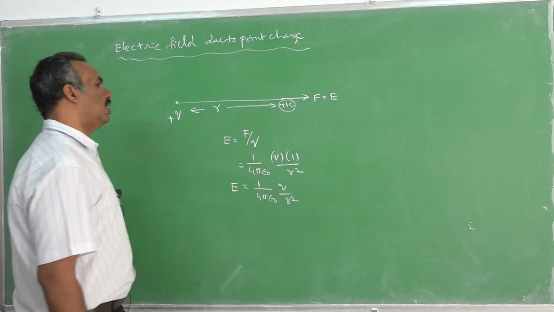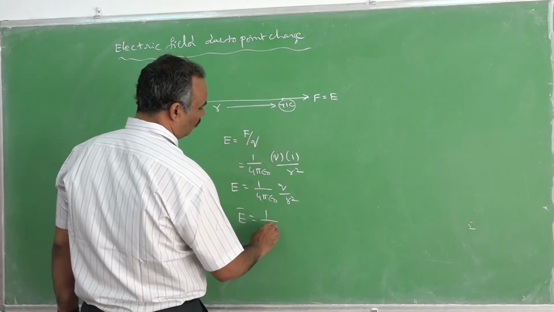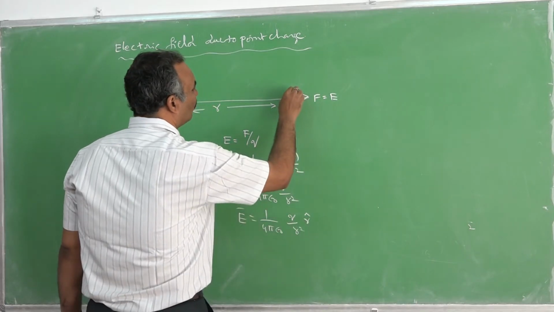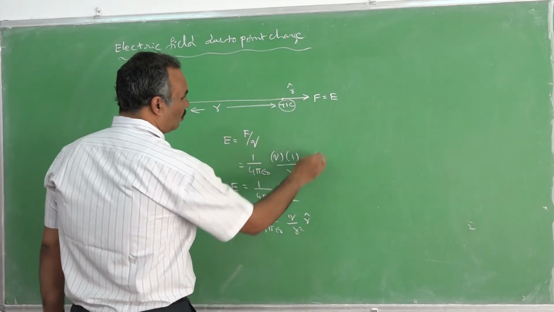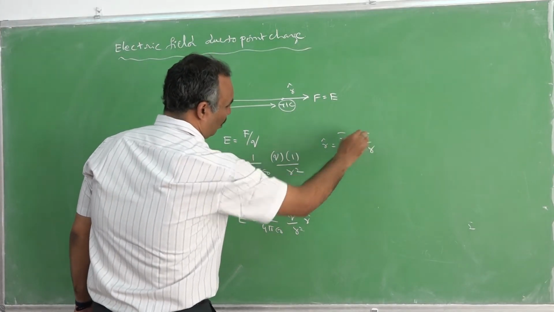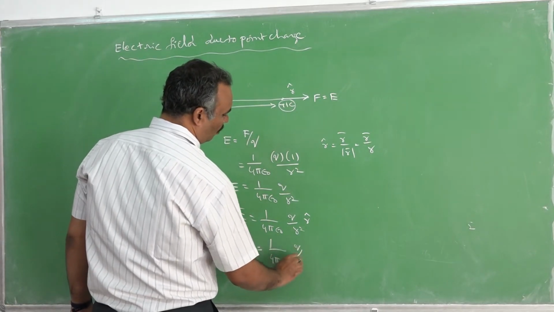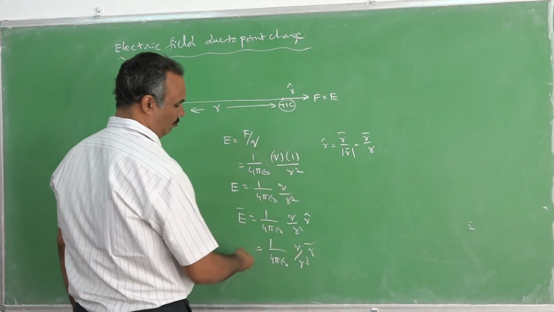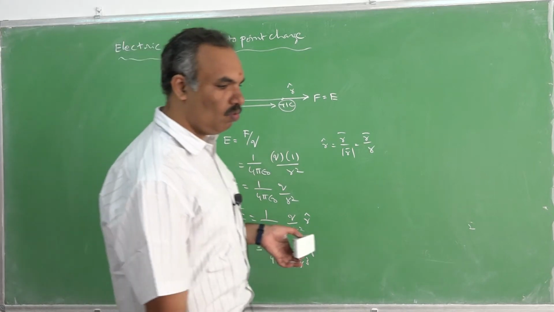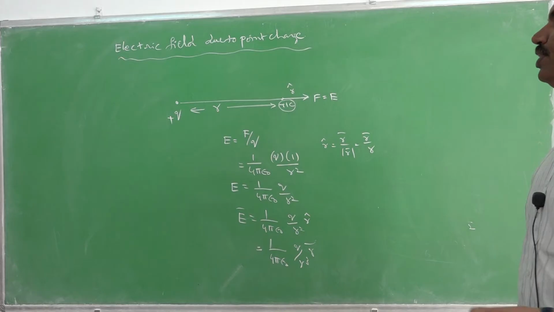And if you want magnitude as well as direction, then E bar should be taken as 1 by 4 pi epsilon naught q by r square into r cap. R cap is the unit vector in this direction. You know that r cap is equal to r bar by mod r bar, nothing but r bar by r. If I substitute it here, 1 by 4 pi epsilon naught q by r cube into r bar. The same discussion we can make in the vector form of Coulomb's law also. The same thing is mentioned in the book, we just go through it.